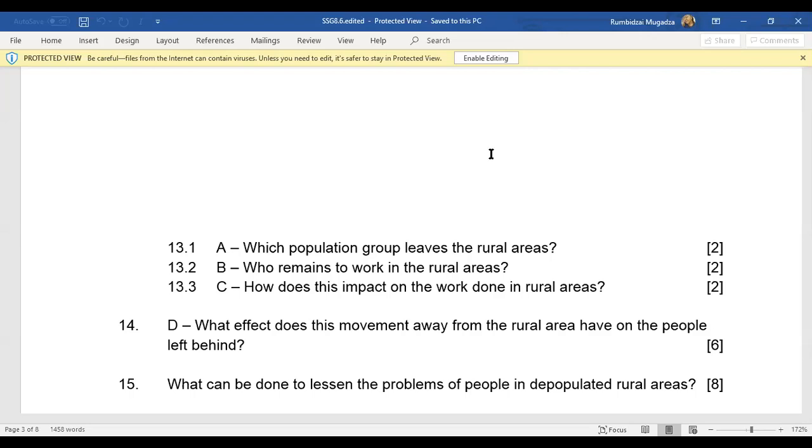That's very good. So can you see question 15 now? They are saying, what can be done to lessen the problems of people in depopulated rural areas? So how can we fix that problem whereby young people are leaving the rural areas? What can be done? What can be done about it to limit many young people leaving rural areas? What can be done about it?